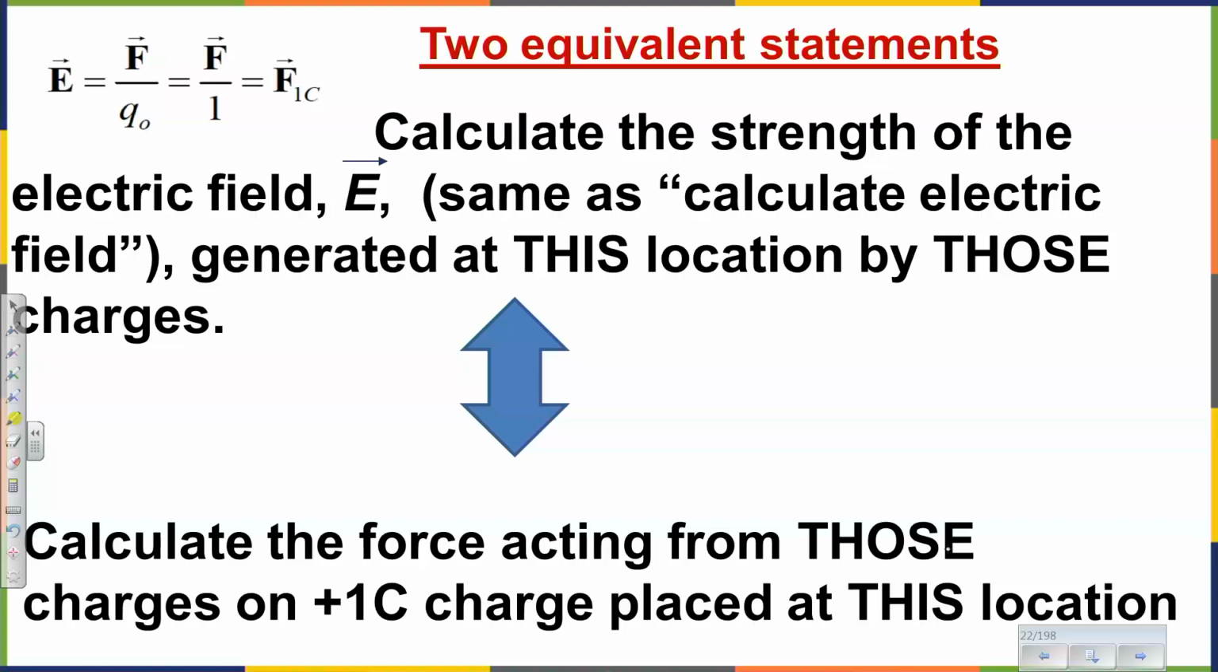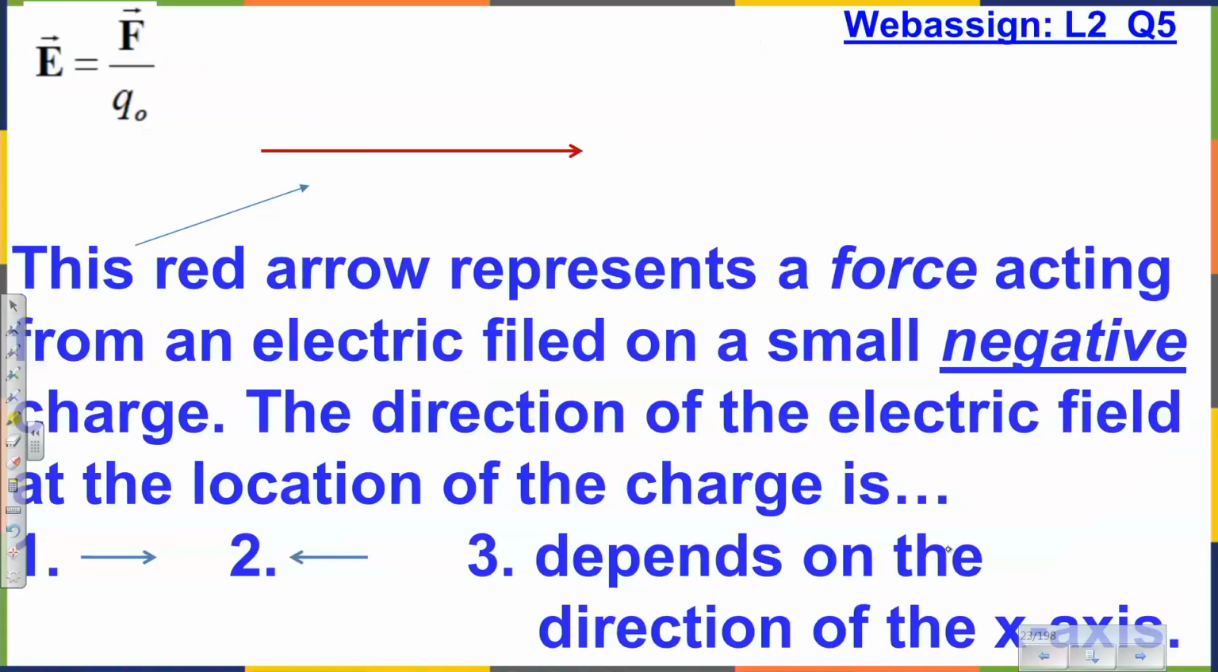Any questions? This is just a definition so far. Question?